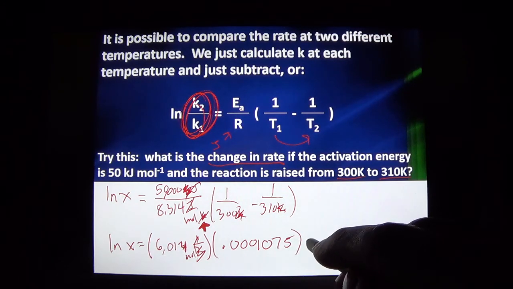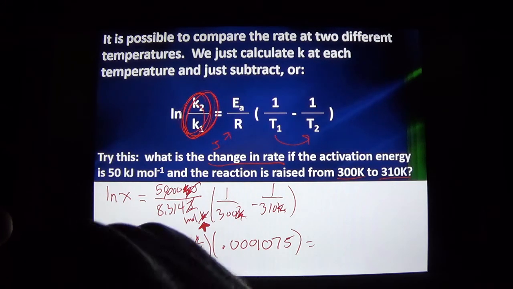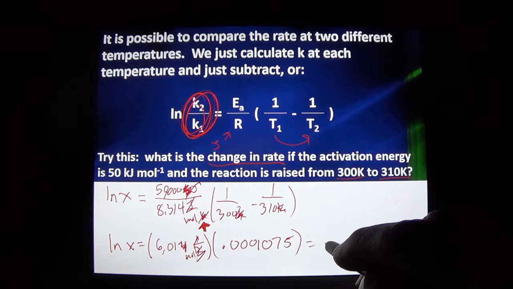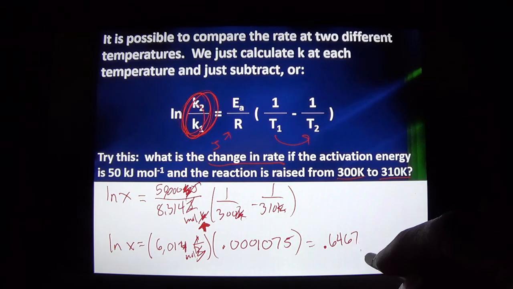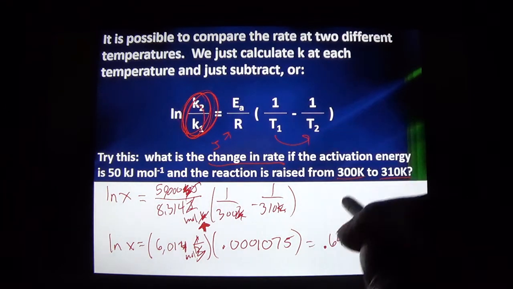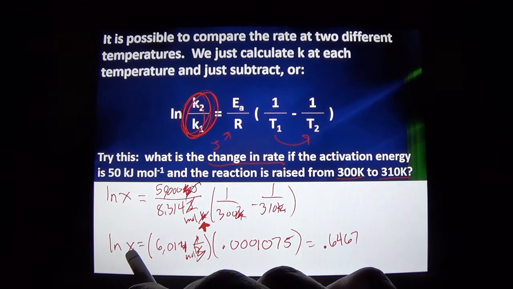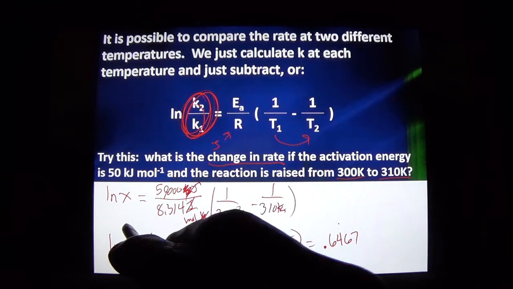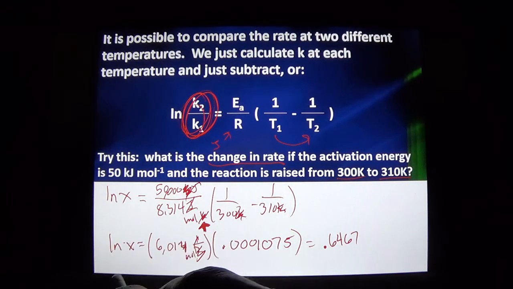Okay, and so when I multiply these two together then, times 6,000, and I've been keeping a lot of sig digs, I would be sure to round to sig digs at the end. I get 0.64, let's call that 67. Now I'm really not done yet. What do I know? I know the natural log of x is equal to that, but I want what x is by itself, without the natural log.